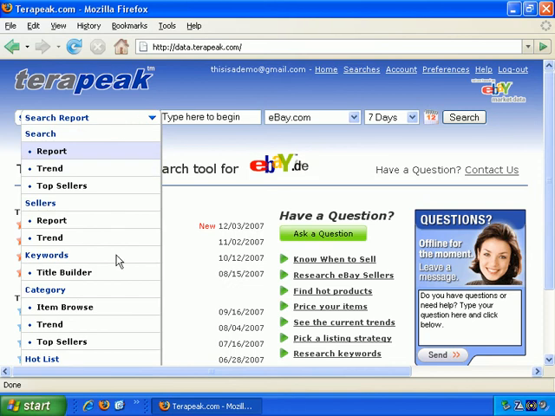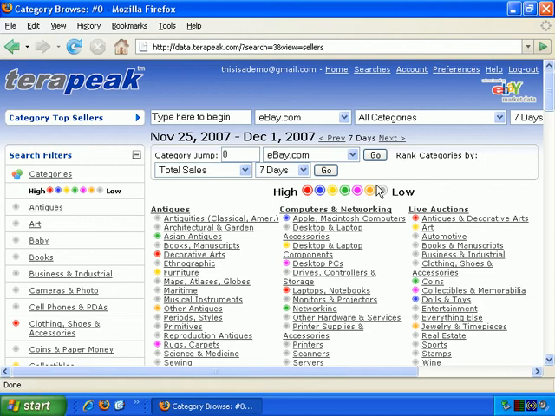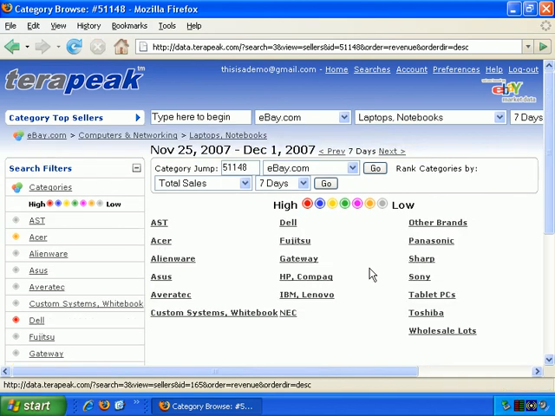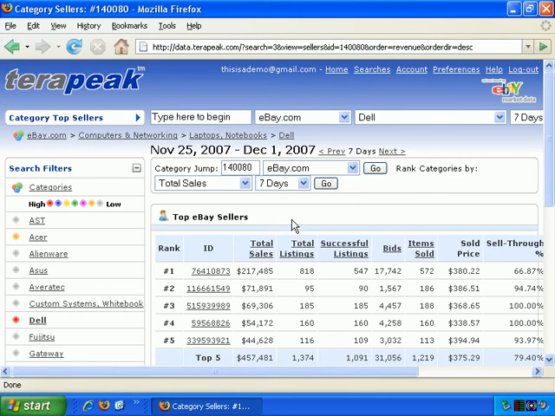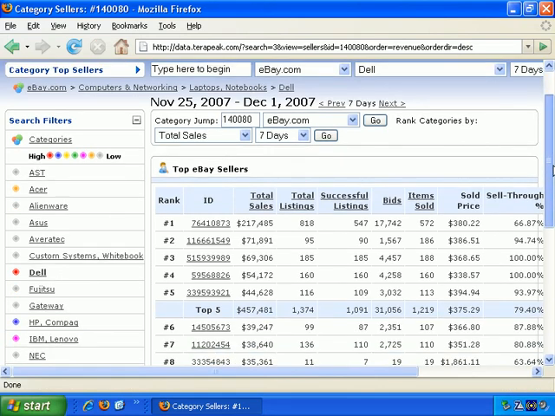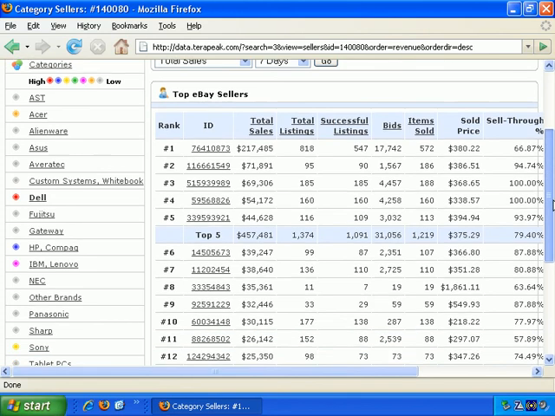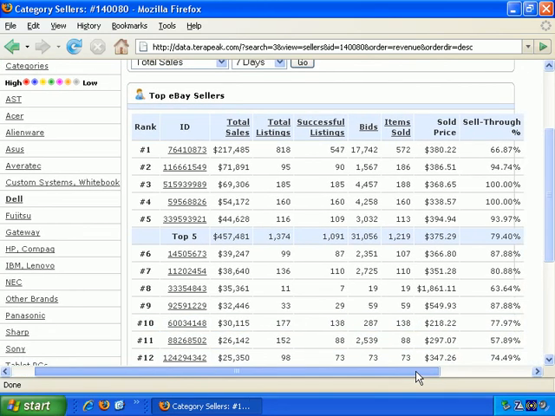Okay, through the main menu again, if you go to the category submenu and top sellers, at the top level here, you see the same information as before. It's listing the categories and subcategories from high value to low value and color coding it. So let's again go through to laptops and notebooks, which is a high total sales category. And let's go through to Dell, which is a high total sales subcategory. And what you see here are the top eBay sellers in that particular subcategory.